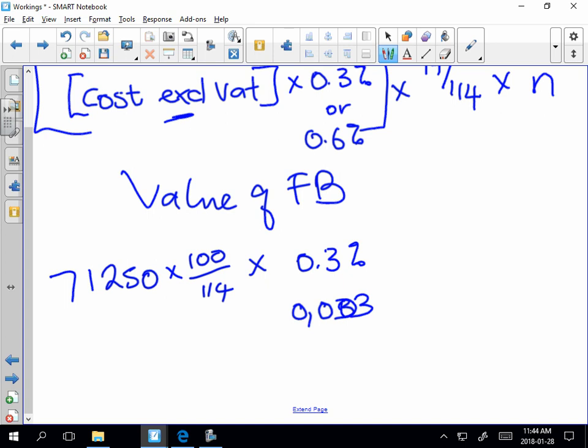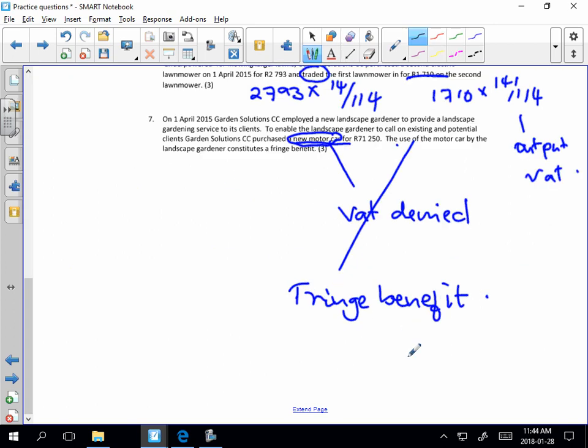0.003? Okay, because that would be 3%, sorry. Is everyone comfortable with that? Okay, make sure you get that right in your calculations. All right, times 14 over 114 times N, which represents the number of months that you got that fringe benefit for.